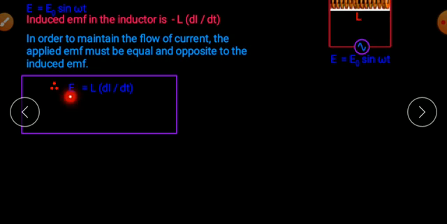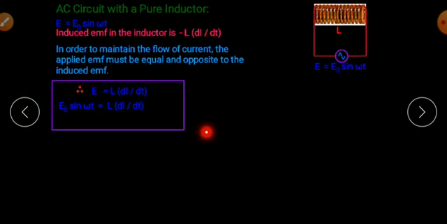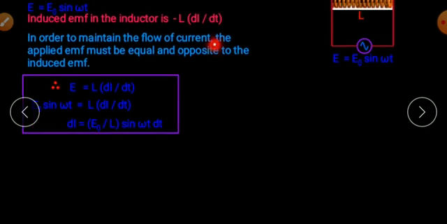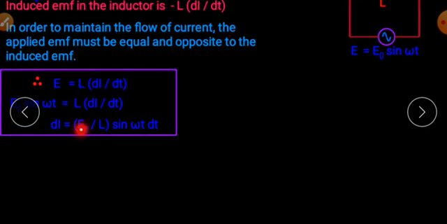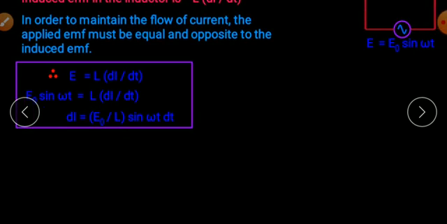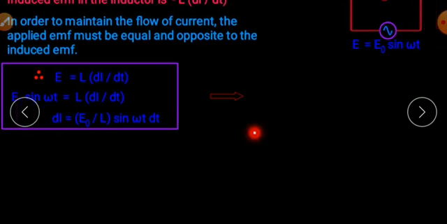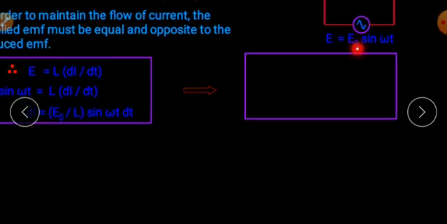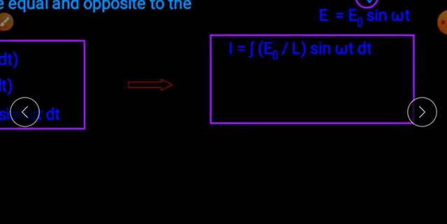So we can write E equal to L di over dt, and E equal to E naught sine omega t. So E naught sine omega t equal to L di over dt. Now from this equation, di over dt equal to E naught over L sine omega t. I hope this point is clear to you. Now from this equation find the value of I. So I is given by I equal to integration of E naught upon L sine omega t.